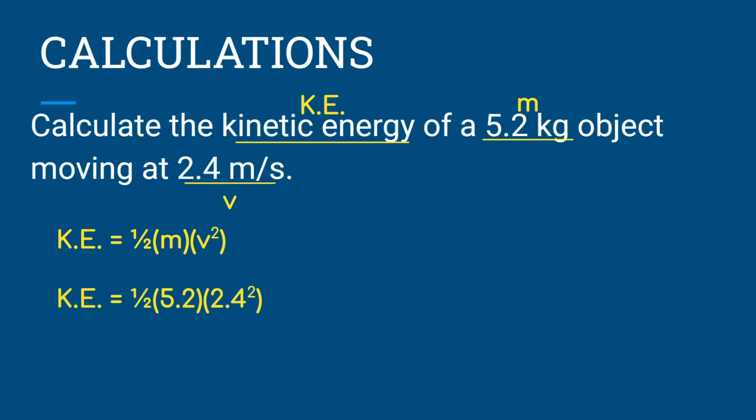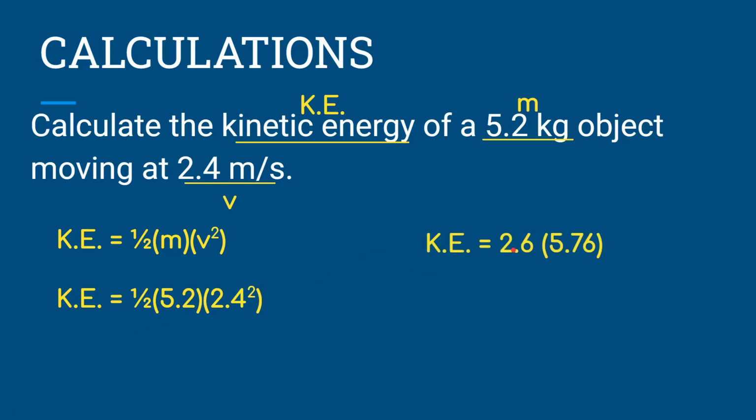If we substitute in, it looks like this: 1/2 times 5.2 times 2.4 squared. Please note, only the velocity gets squared. Please don't square anything else. Okay, so not the mass, just the velocity gets squared. So this is what it looks like when you substitute in: 1/2 times 5.2 times 2.4 squared.